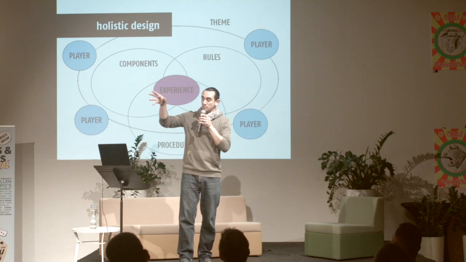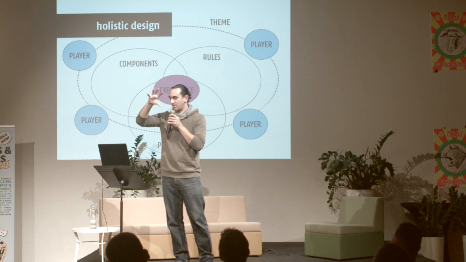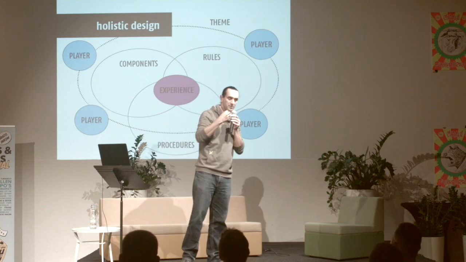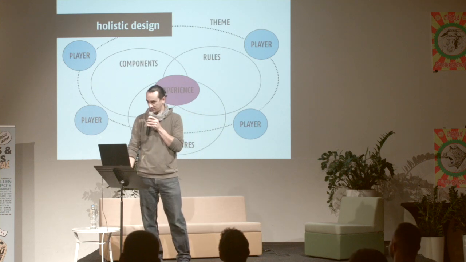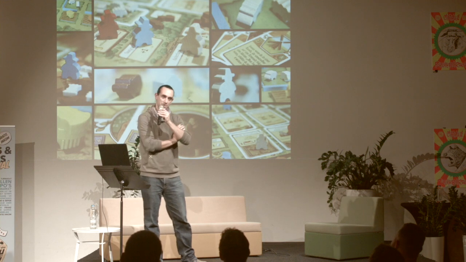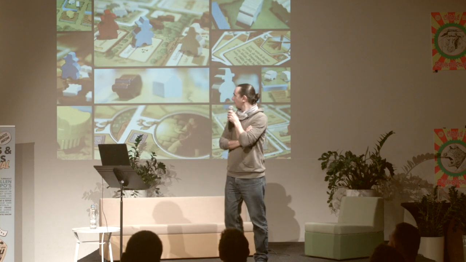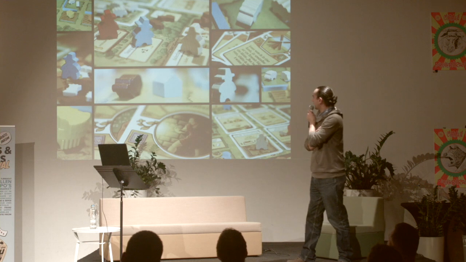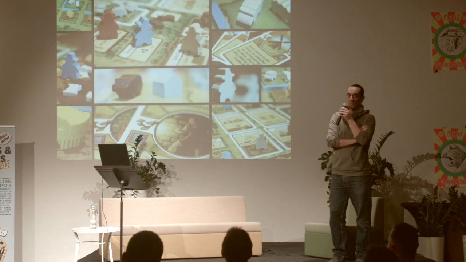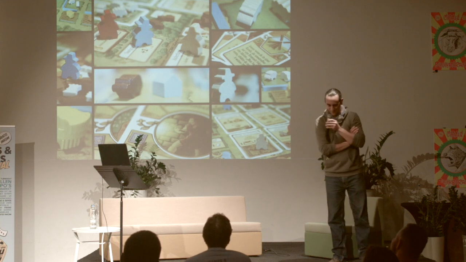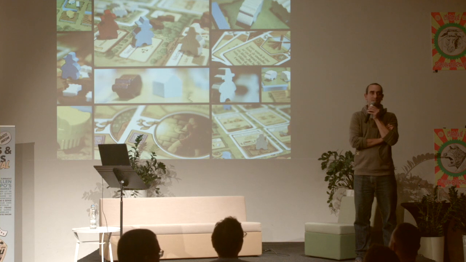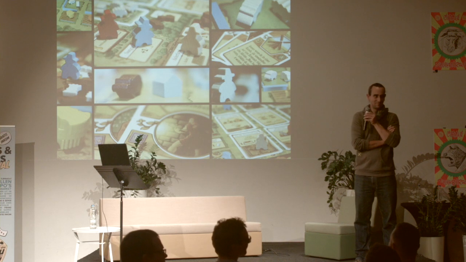So components, rules, the procedures as I talked about, and the theme and the players, all this is interconnected, and designers and illustrators have to think about that. And I think that's what I wanted to say. So, some pictures from Agricola, from the new version where we tried to fix some things that we did wrong in the first edition. Okay, thank you for your attention, and now it's time for questions.